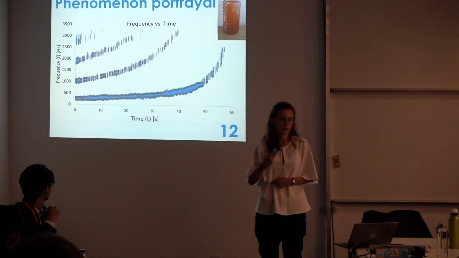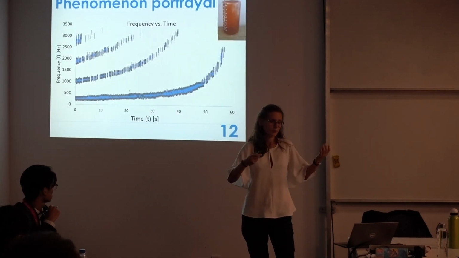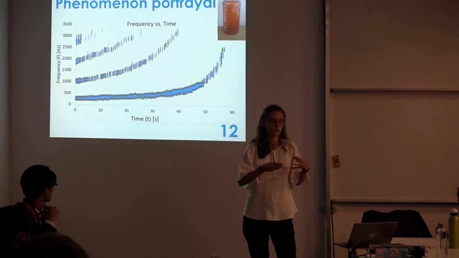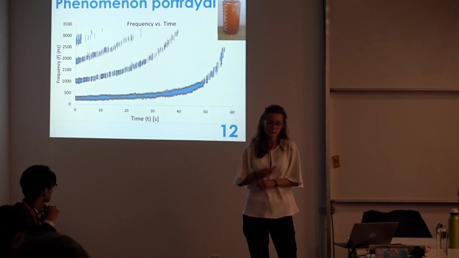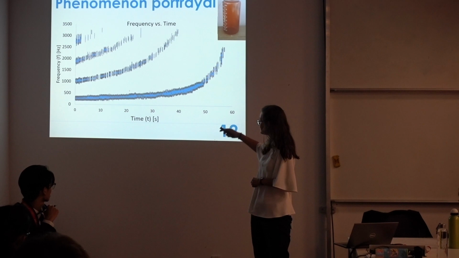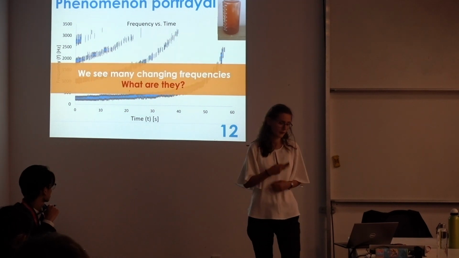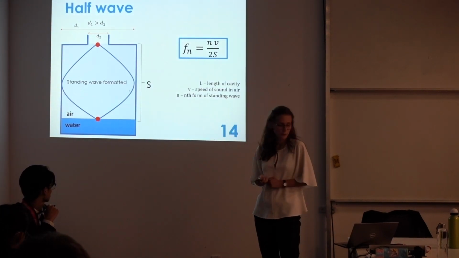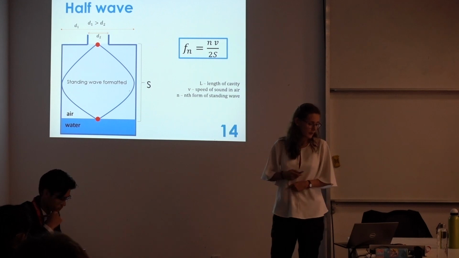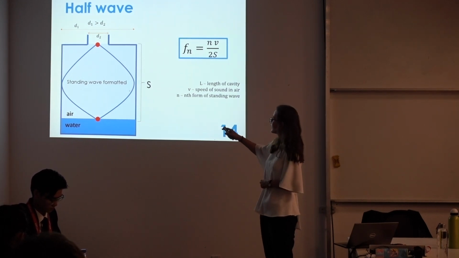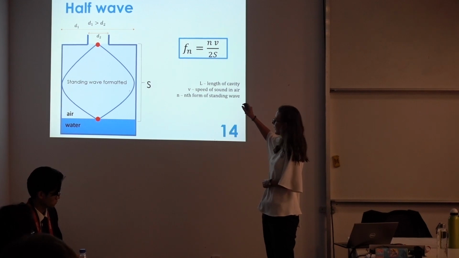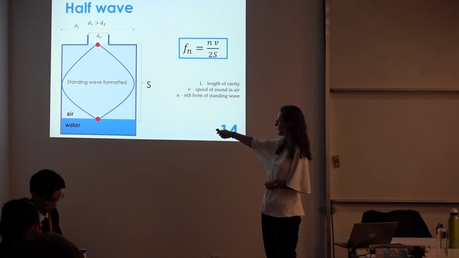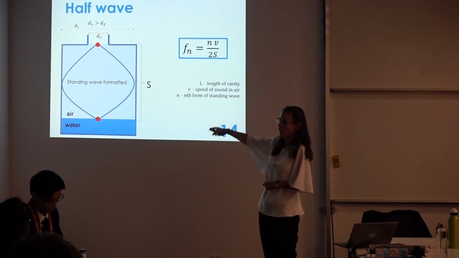So what we did from our spectrograms, we used a program to pick up the points and put them in graphs to analyze them more easily. So you can see many changing frequencies. What are they? We are going to analyze them. The first theoretical model we use is standing waves. We use standing waves when the air is oscillating in the bottle. It creates a node at the bottom of the bottle and also in the neck. So a half wave is formed.